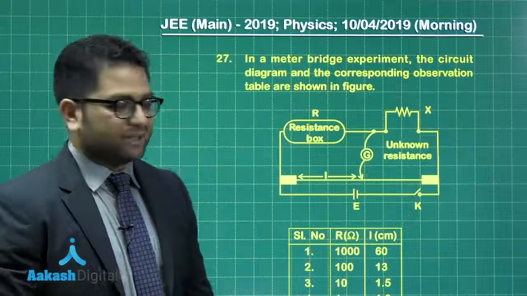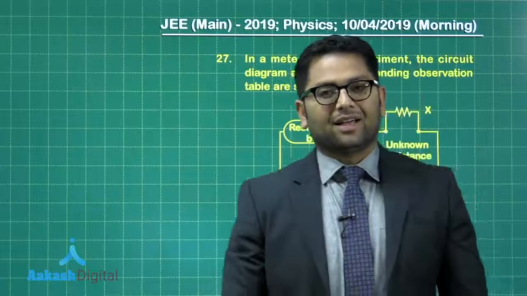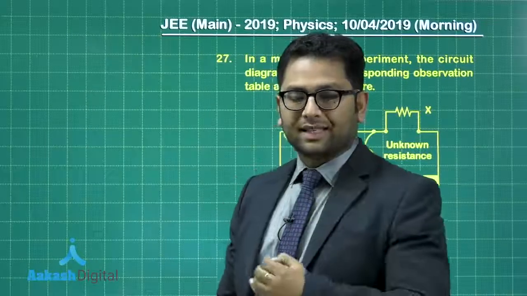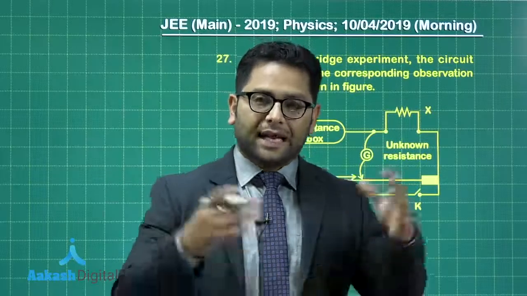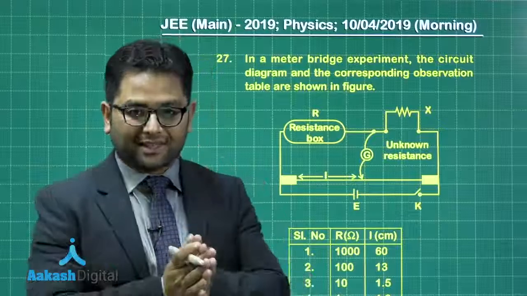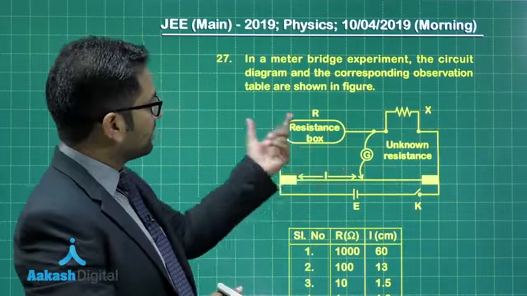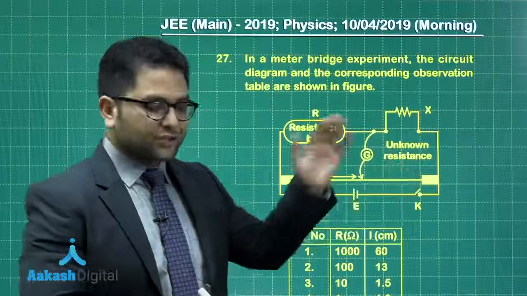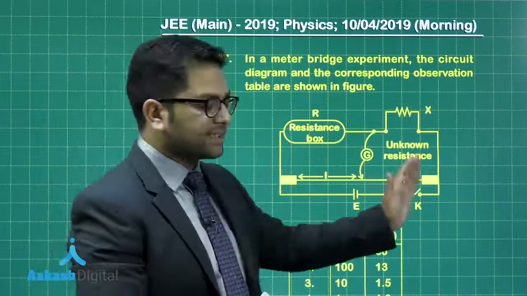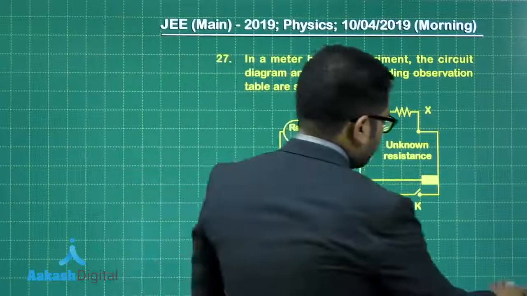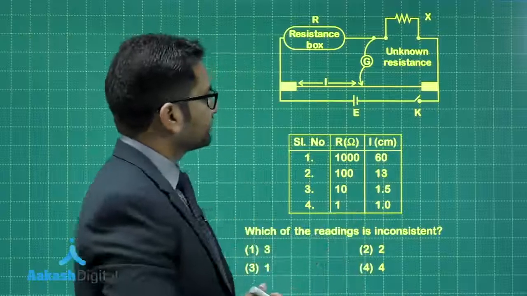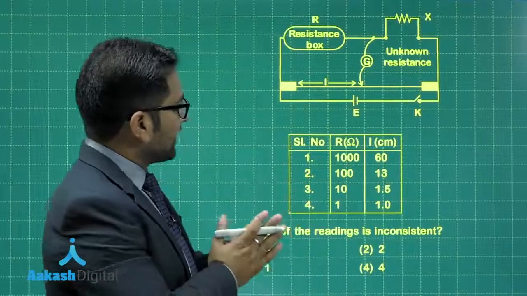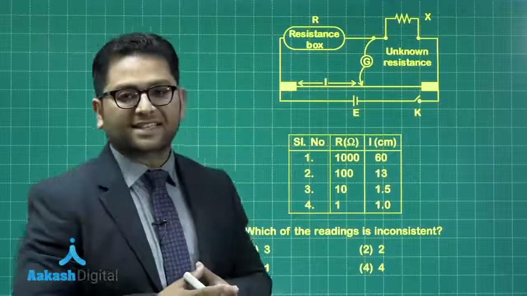Question number 27. Meter bridge, the experimental part associated with current electricity. And all of us should note this thing, especially future aspirants. Any topic related to experiment in any given chapter should be taken with great attention. Now, the meter bridge, the resistance box, the unknown one, since it's a meter bridge, so this is 100 centimeter. And for different values of resistance, the length has been given here. What we need to find is which of the readings is inconsistent.